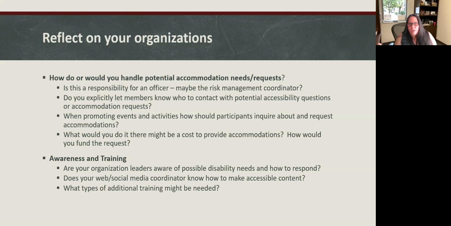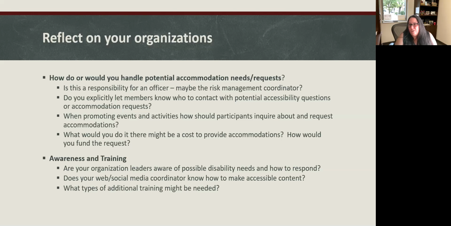And then, when you're doing major events, make sure that people know how to make requests and who to contact. And if there is a cost, think about what you might do to plan for that cost, or what you would do for specialized funding. And we'll talk about an option there in just a second.